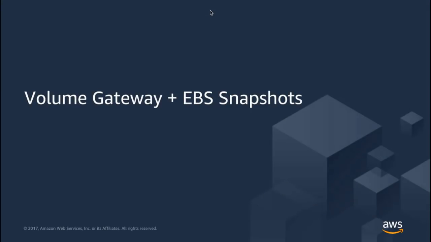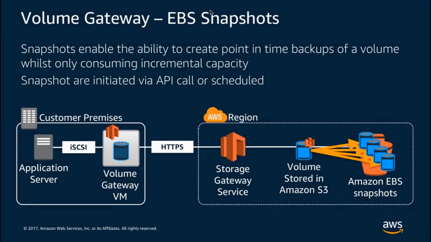So let's look at how snapshots work for both stored and cached volumes. In this instance, the snapshots that you take from Volume Gateway are EBS snapshots. They're first-class EBS snapshots stored with the EBS service. They enable you to do point-in-time backups, and we allow you to have either scheduled snapshots of your volume or ad hoc snapshots of your volume. In this instance, the snapshot that you're getting is a snapshot of the volume on premises. So a really interesting way of backing up on-premises volumes into EBS.